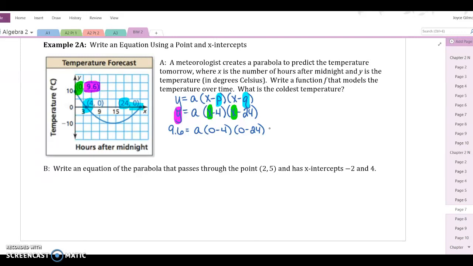Okay, what should we do to figure out A? Perfect. 0 minus 4 is negative 4. 0 minus 24 is negative 24. So if you want to write that step, negative 4 times negative 24 is positive 96. It's A times 96, so to figure out A, we need to divide both sides by 96. 9.6 divided by 96 is 0.1.